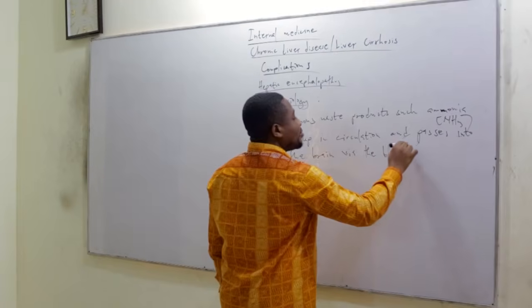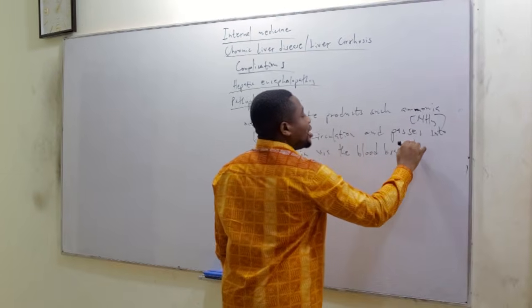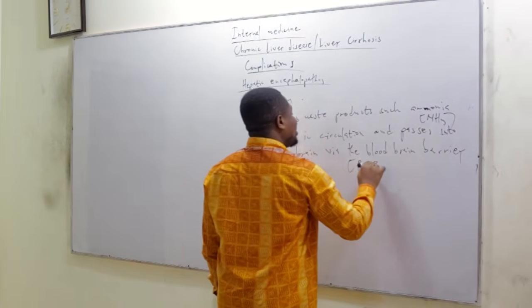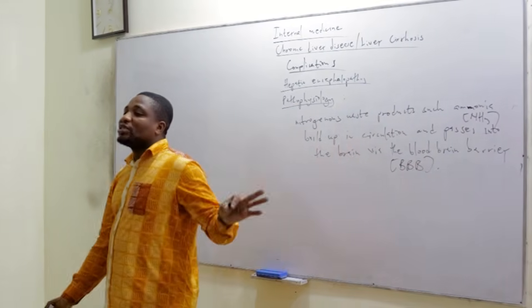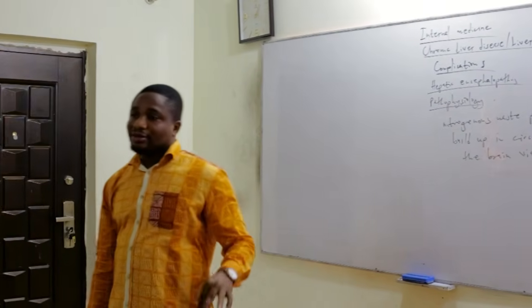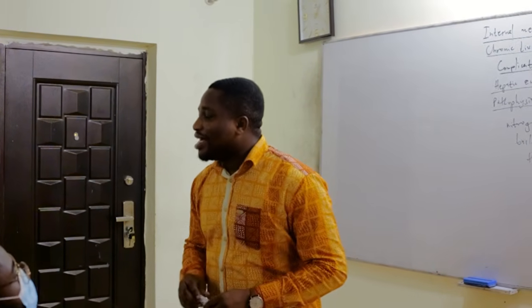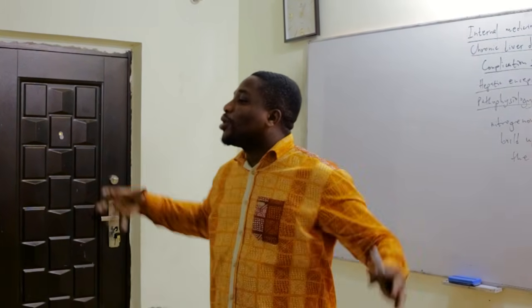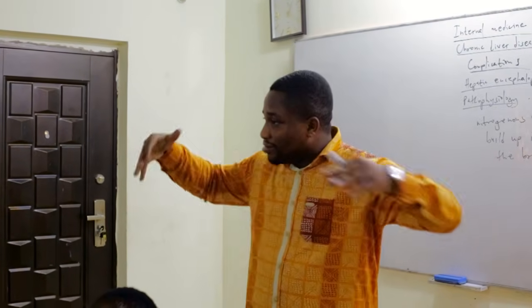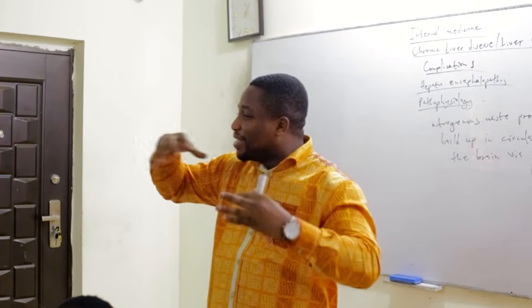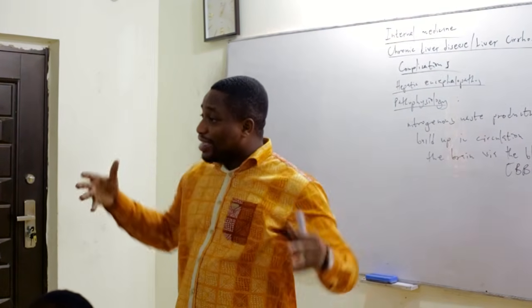That's the BBB, blood-brain barrier. And do you know why it's able to pass through the blood-brain barrier? Anyone? Because ammonia is what? Lipophilic, and the blood-brain barrier has a lot of what? Phospholipids in it. It has a lot of bilipid layer.